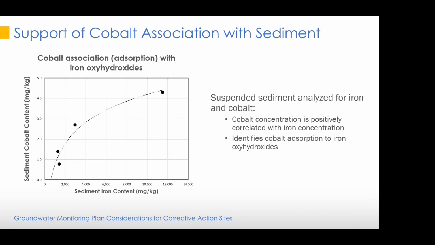So the question is, what's going on? You want to demonstrate the mechanisms. So here we look one step closer. We look at the sediment cobalt content and the sediment's iron content. One of the things that cobalt does, it adsorbs readily to iron oxyhydroxides. So here we're looking at this and saying, well, sure enough, the higher the iron content, the higher the cobalt content. There's a clear relationship between the two.